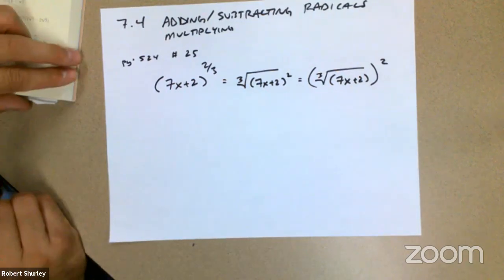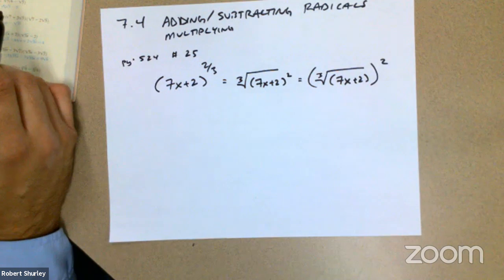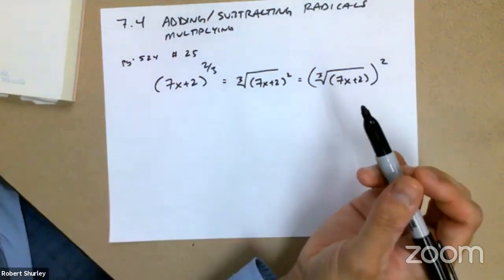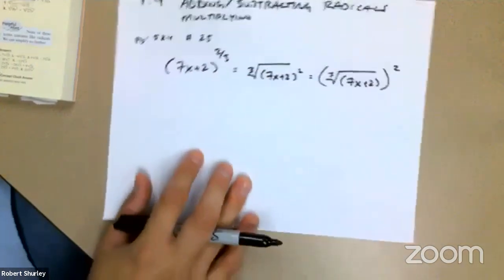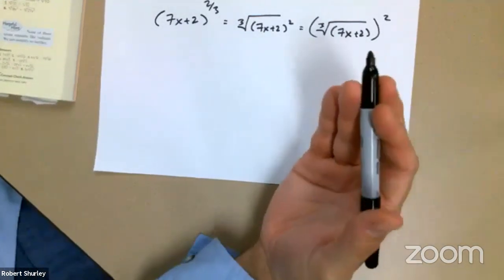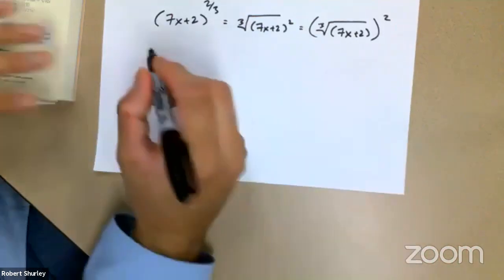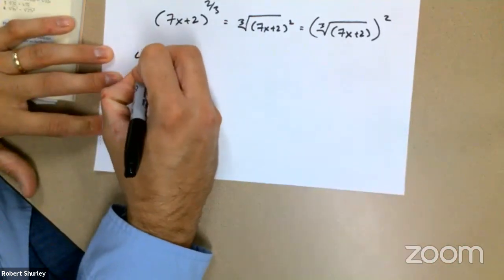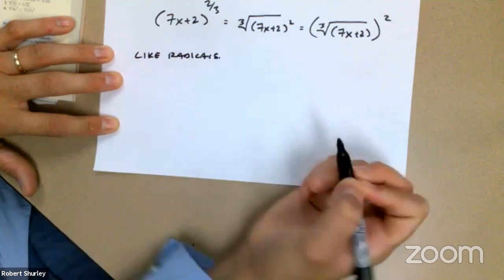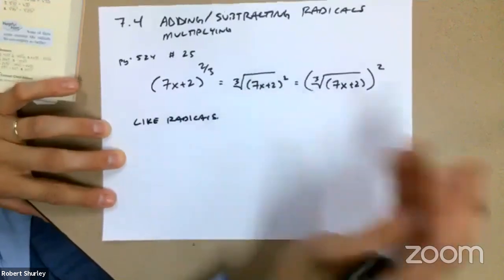Is there another one? Okay, so let's look at 7.4 now. In 7.4, we're adding, subtracting, and multiplying. We're going to start with adding and subtracting, but really multiplying is easier. Now, we have to remember that when you add or subtract a radical, you have to have a like radical. It's kind of like like terms.